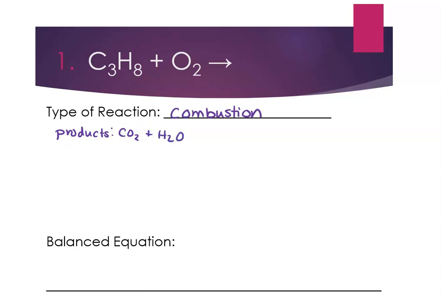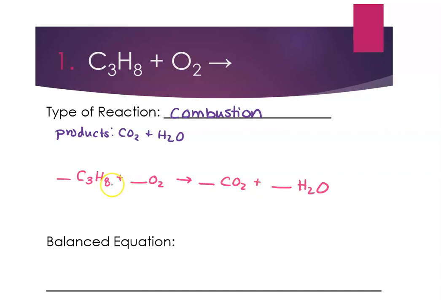So once I have my products, I need to put it all together and I need to balance it. So I always start with the reactants. I started with C3H8 and O2. And the products I have here are CO2 and H2O. So I'm going to balance this rather quickly. If you're having trouble balancing equations, then I would go back and watch the balancing equations tutorial.